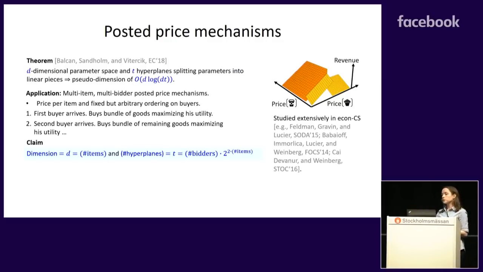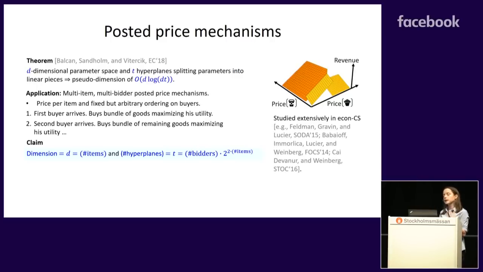And so what we prove is that the dimension of this parameter space equals the number of items. I'm sure you can see that. That's just because we get to set one price per item. So the dimension of our parameter space defining this mechanism class is the number of items. And then the number of hyperplanes splitting this parameter space into regions where profit is linear on any fixed set of buyer values is the number of bidders times 2 to the 2 times the number of items.